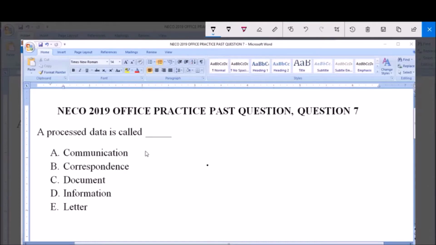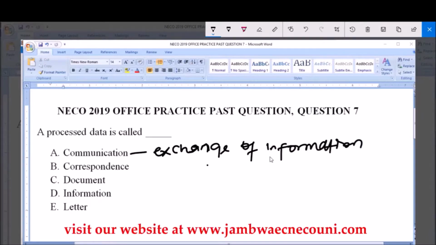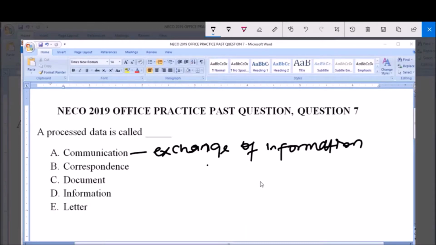Now A says communication. Communication simply means the exchange of information. Communication is part of our daily lives, and it is very important in the office because every worker or member of the office has to exchange information with one another. But the question says a processed data.